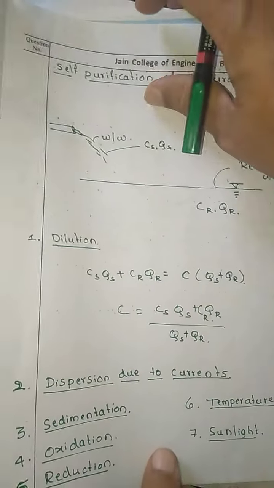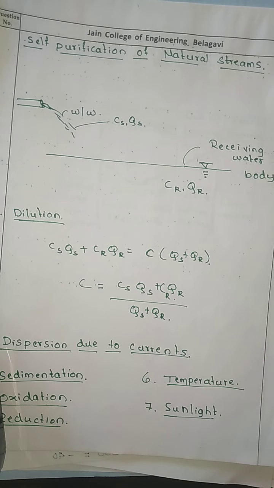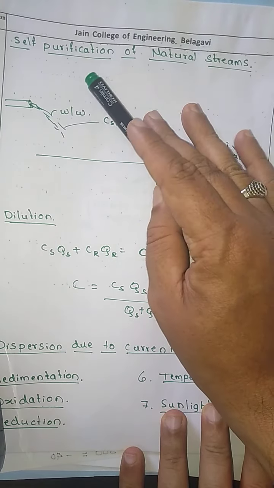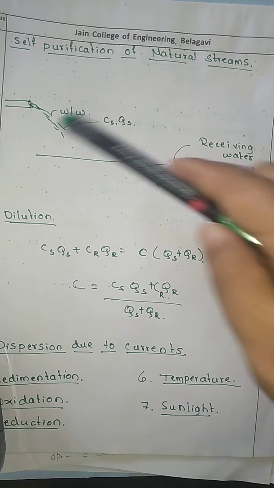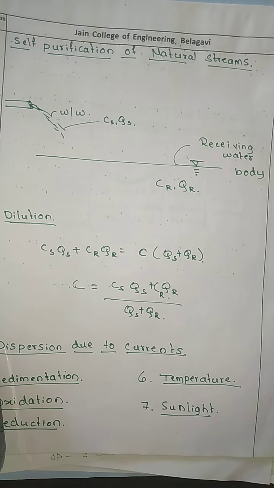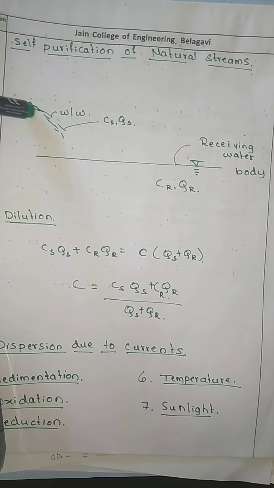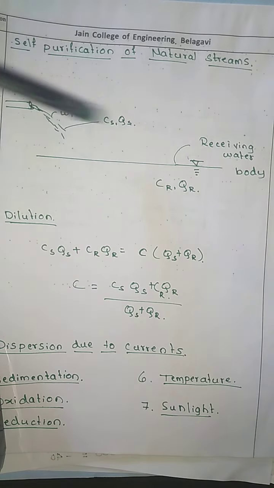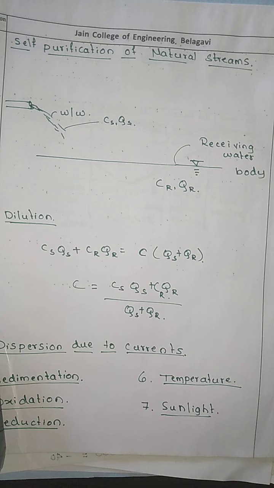Next we will see what is self purification. Okay, now we will discuss the self purification of streams. What is the self purification of natural streams? When we are going to discharge the wastewater to the receiving water body, the receiving water body, on its own, is going to purify itself. That is nothing but what we call the self purification of the natural streams.